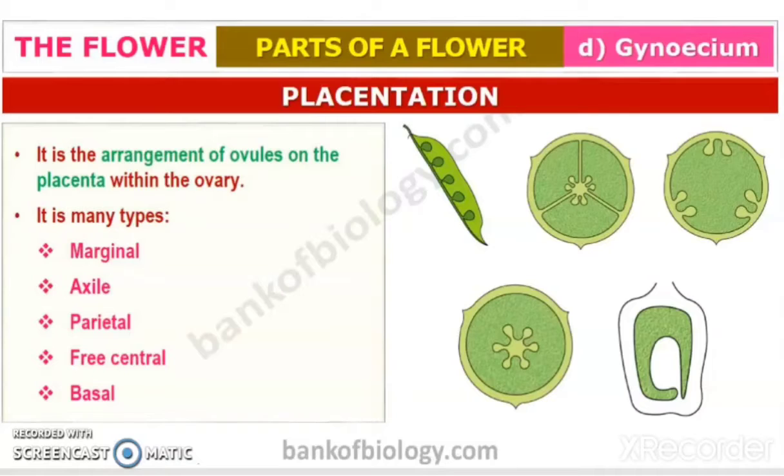So until now we saw about the ovary, children, that is about the female reproductive part completely. Here we will learn more about the position of the ovules. So we are going to learn about placentation. So what is placentation? It is the arrangement of ovules on the placenta within the ovary.